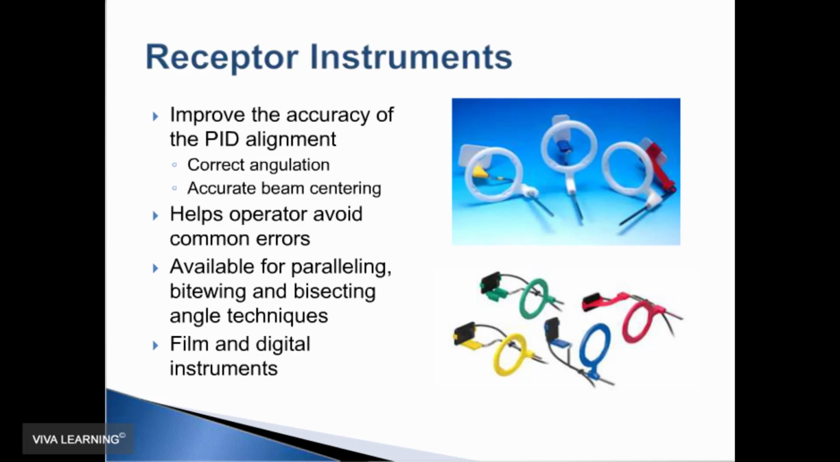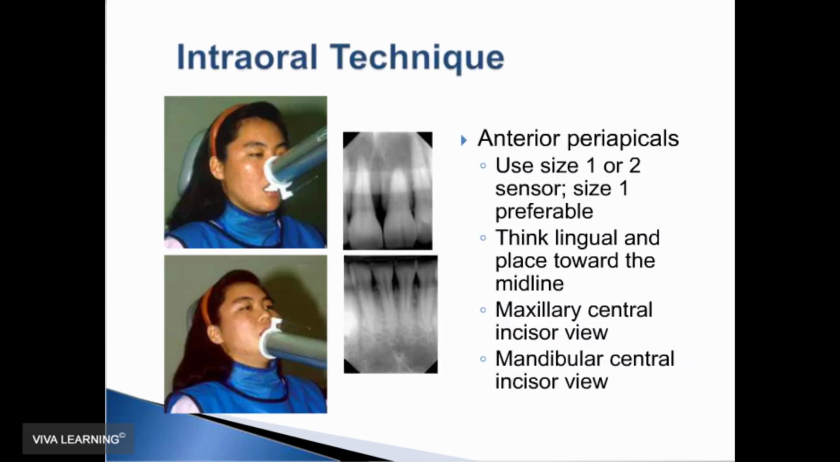Receptor instruments are very helpful. They're typically designed for the paralleling technique, but it is helpful in terms of aligning the beam, and there are bisecting angle holders available as well. There are designs for both film plates and rigid digital receptors. We recommend these because they help standardize technique, and when used properly will help you then reduce the number of retakes.